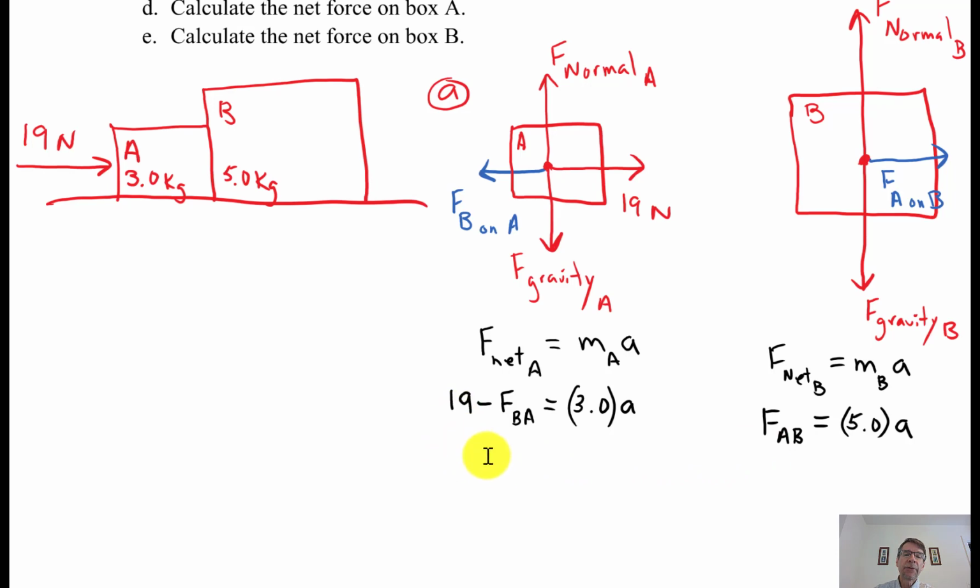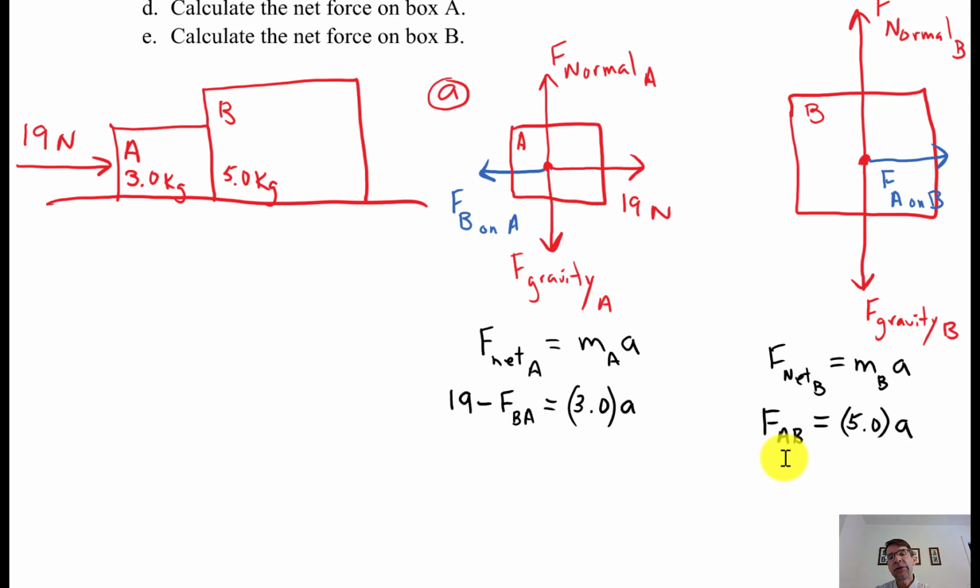But it's the big force minus the small force. The net force is going to be like 10, 11, 12, 13 newtons, somewhere in there. But here I have an equation with two unknowns, so I can't solve that yet. Over here for box B, I have two unknowns as well, but there's only one force. That one force is the net force, so I don't need to do any subtraction.